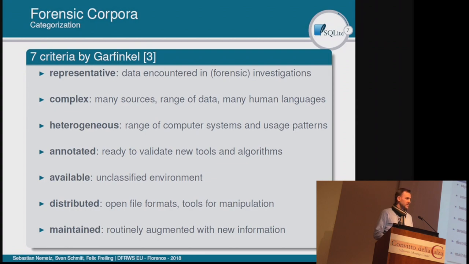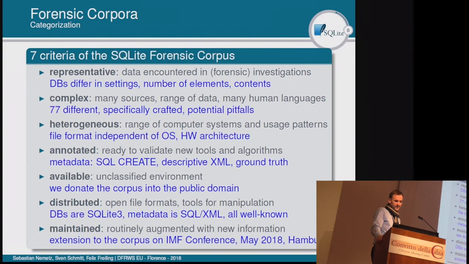Garfinkel also defined 7 criteria to measure the usefulness or the importance of a corpus, which are namely: a corpus should be representative, complex, heterogeneous, annotated, available, distributed, and maintained. So how does the SQLite forensic corpus behave regarding these points?